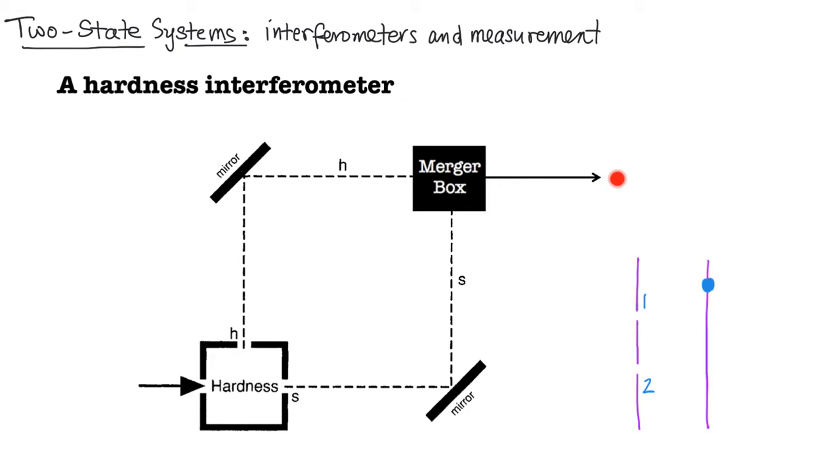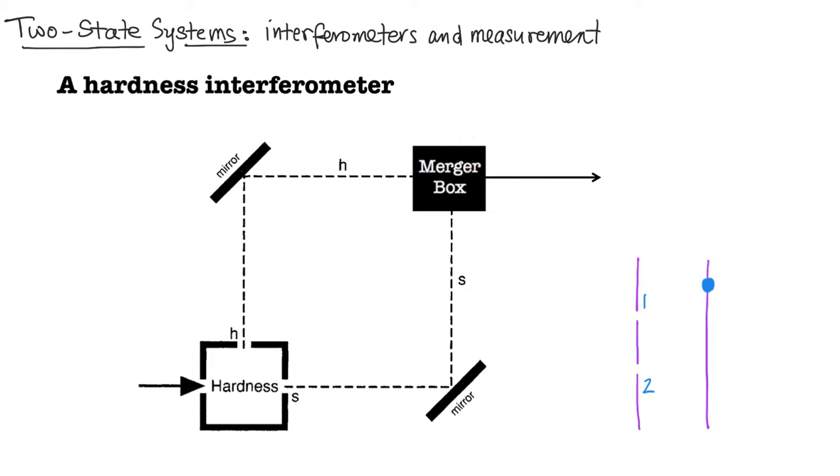So if we put our eyeball here and we count the number of particles coming out, we do not know which route was taken. Okay. Now it's important to know that this mirror does not alter in any way the properties of the electron. Okay, so all it does is redirect them. And the same goes for the merger box.